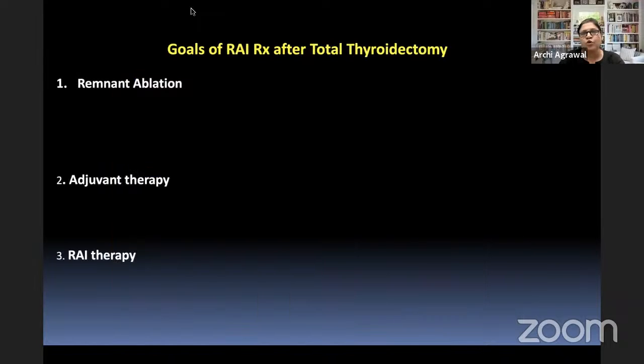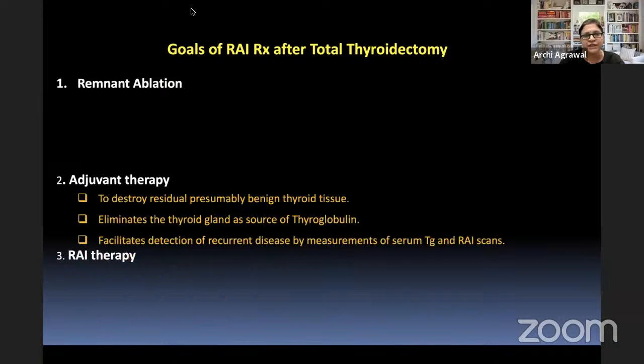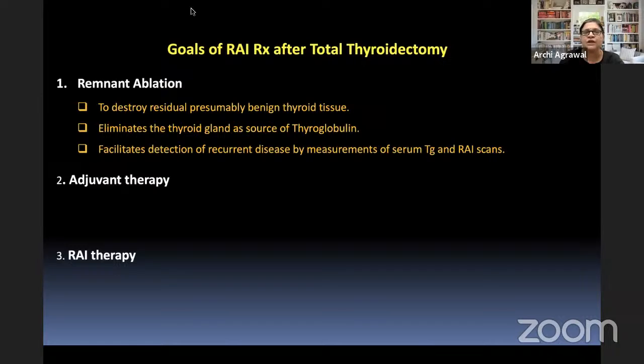So what are the goals of radioactive iodine treatment after total thyroidectomy? Number one is remnant ablation. What is remnant ablation? When we destroy the residual, whatever benign thyroid tissue is left behind, that is known as remnant ablation. And this will eliminate the thyroid gland, the source of thyroglobulin, and will facilitate the detection of recurrent disease by measurement of serum thyroglobulin and radioactive iodine scans.